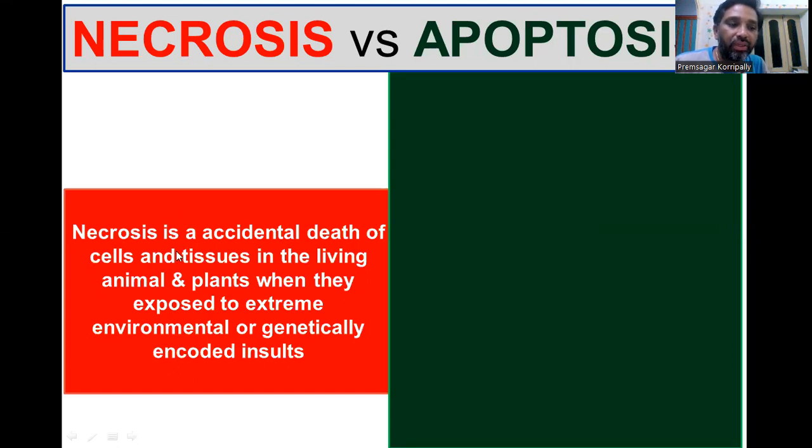Here you can see the definition of necrosis. Necrosis is the accidental death of cells and tissues in living animals and plants when they are exposed to extreme environmental or genetically coded insults. So necrosis happens in the living cells of plants or animals when they are exposed to extreme, harsh conditions.